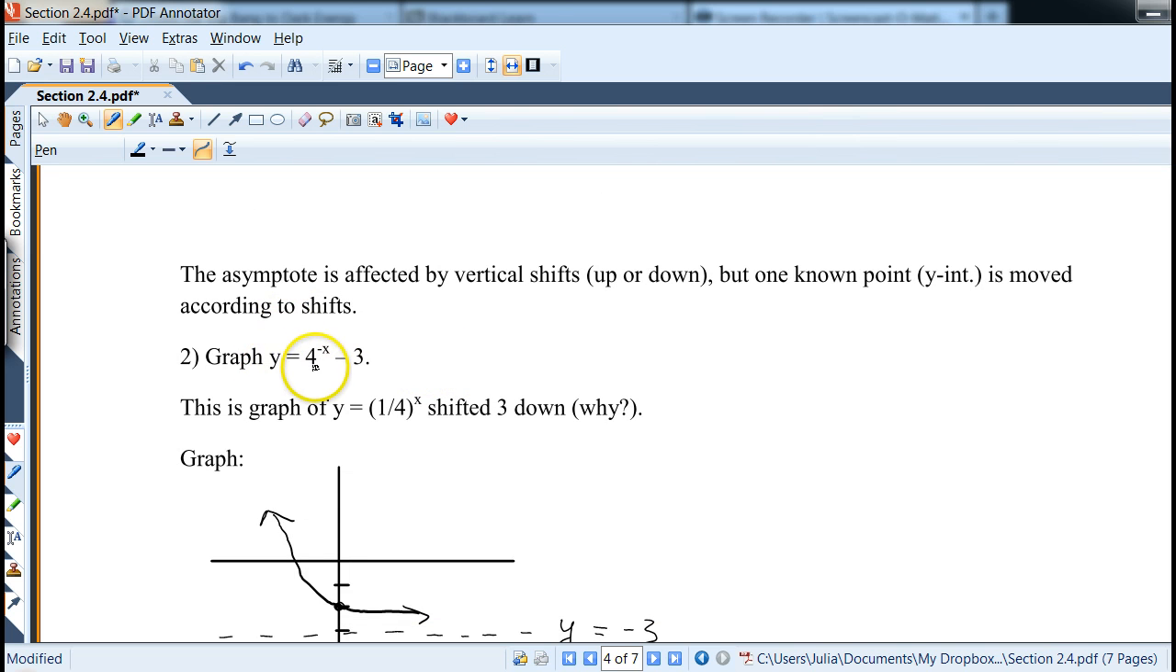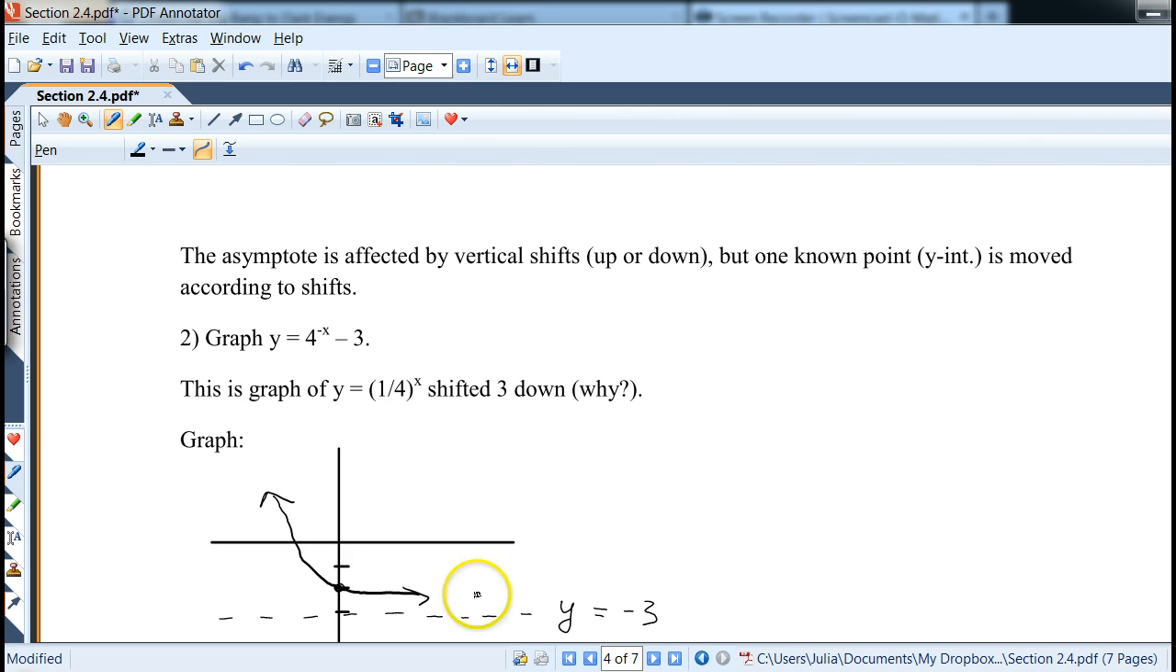What if we have y equals 4 to the negative x power, minus 3? Now notice 4 to the negative x actually represents 1/4 to the power of x. If you recall, with negative exponents you flip the base, which means that's decay. And it doesn't have any horizontal shifts, but we do have a vertical shift. It's shifted 3 down, notice, because of the negative. So how would we graph it?